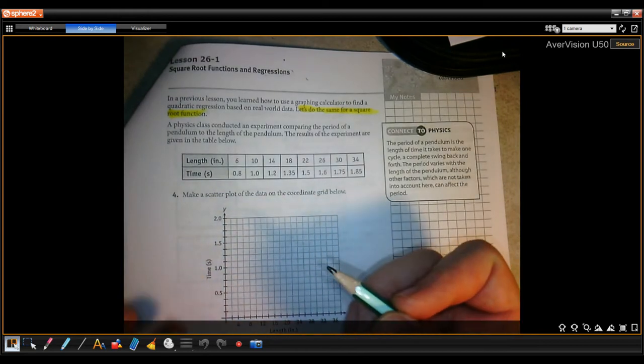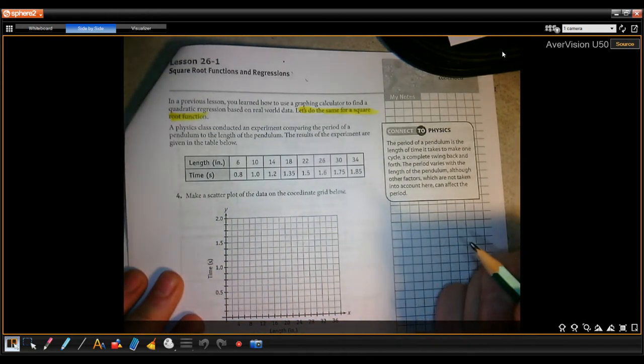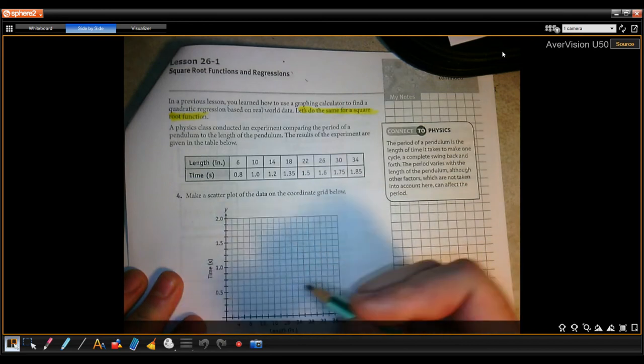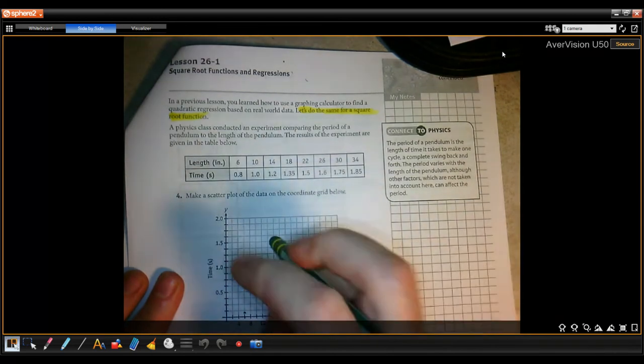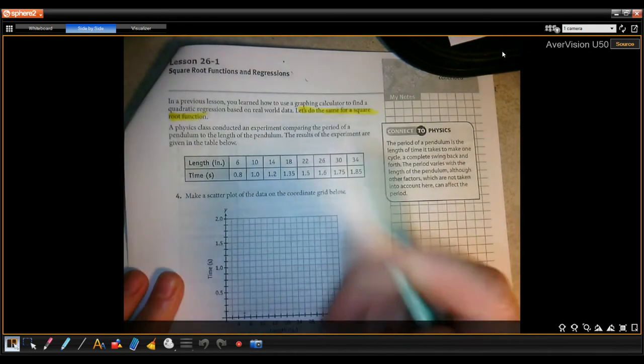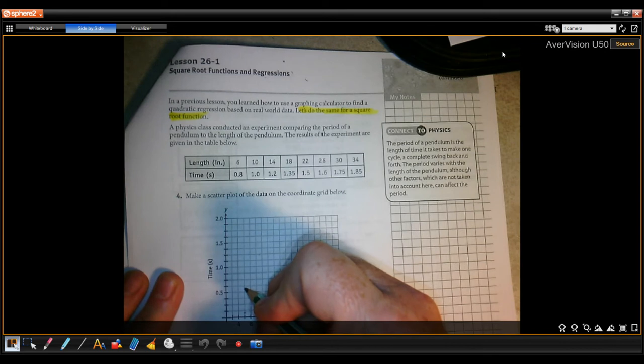So it's going to be 6.8. I'm going to go fast. 6.